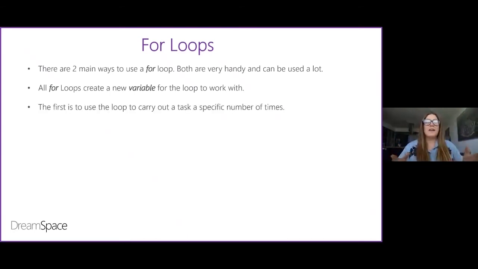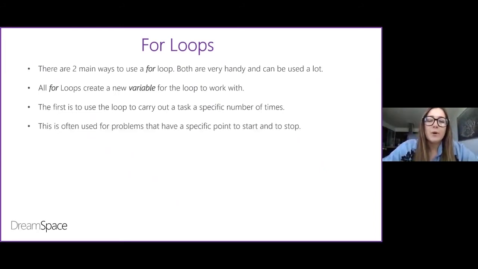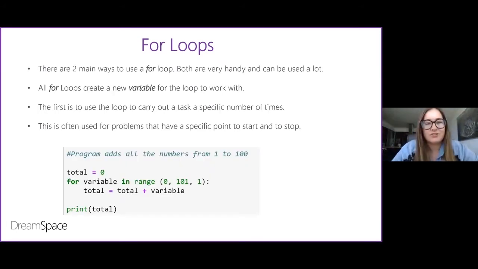And the first way, and this is probably one of the ways that I use it the most, is if you have a specific thing in your program that you want to run a number of times. So let's say you're like, oh, I want to run this piece of code 20 times. You can create a for loop for that. Another way that we can use it is for when we have problems that start at a specific point and then we want them to stop at a specific point. And I have an example under here just to show you.